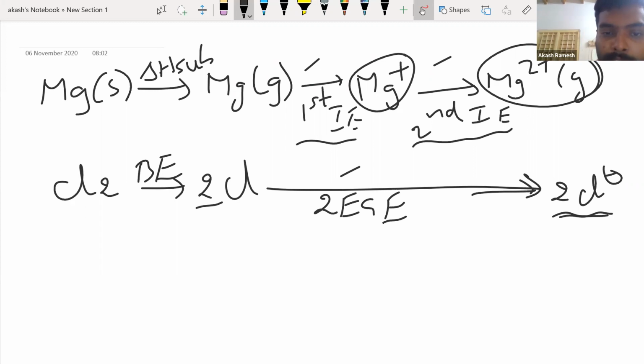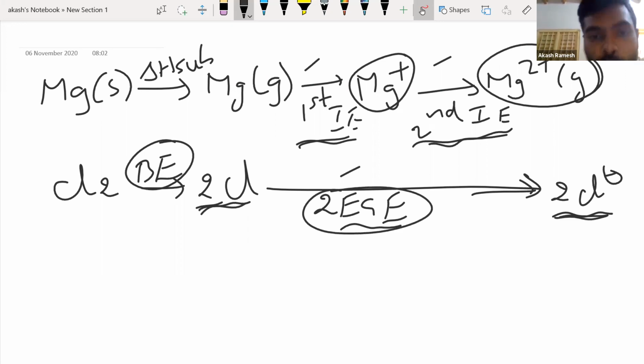These are the minute differences you have to take care of, people, whenever you go for MgCl2. The first difference is about the first and the second ionization enthalpy. And the second difference is you have to supply the entire bond enthalpy so that you have the 2 chlorine atoms. And lastly, you are going to have 2 Cl- from 2 chlorine atoms. So it is not just electron gain enthalpy. It is going to be 2 into electron gain enthalpy.